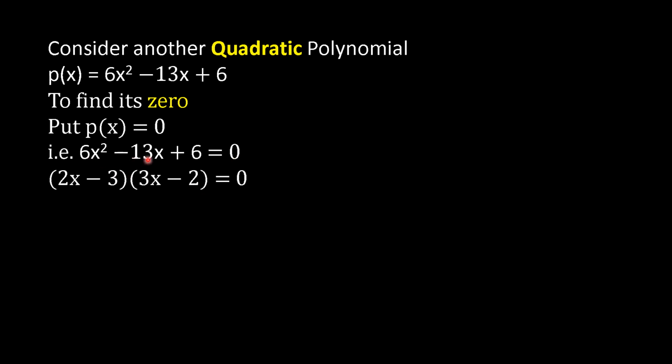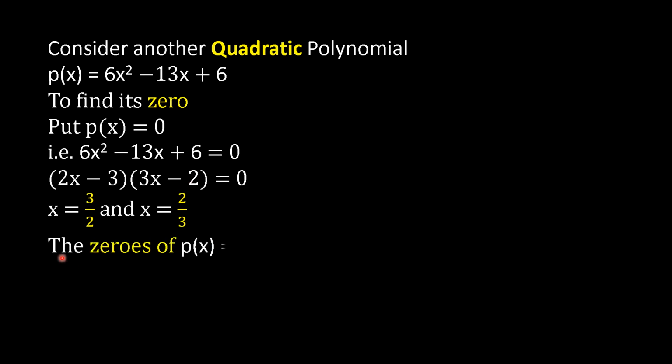We will factorize this quadratic polynomial as (2x minus 3)(3x minus 2), which gives us x equals 3 by 2 from this factor and x equals 2 by 3 from this factor. The zeros of p(x) equals 6x squared minus 13x plus 6 are 3 by 2 and 2 by 3.